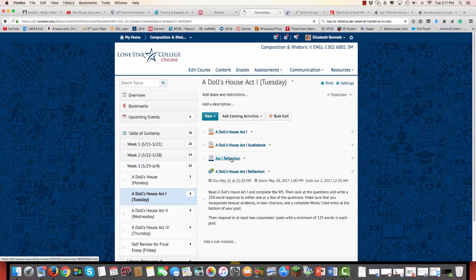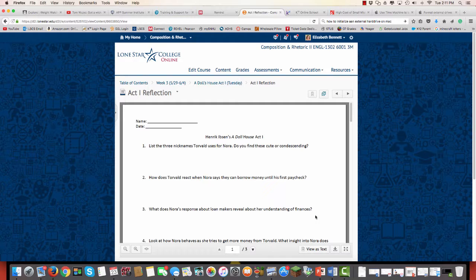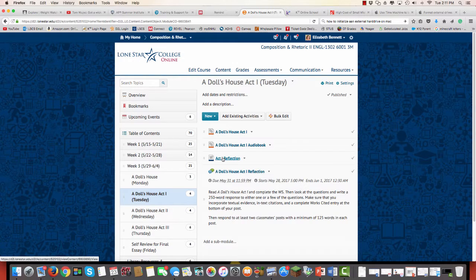Act 1 reflection. This is a worksheet that I have created for you to complete as you read Act 1. It'll get you thinking. It'll help you with doing the annotated bibliography as well as writing the paper. I'm not going to review these. There is a discussion based on this worksheet. So what I'd like you to do for this discussion is to look at the questions and write a 250-word response to either one or a combination of the questions in that worksheet. And then remember to respond to at least 2 classmates with a minimum of 125 words each. The initial post will be due Tuesday night and the responses will be due Wednesday.